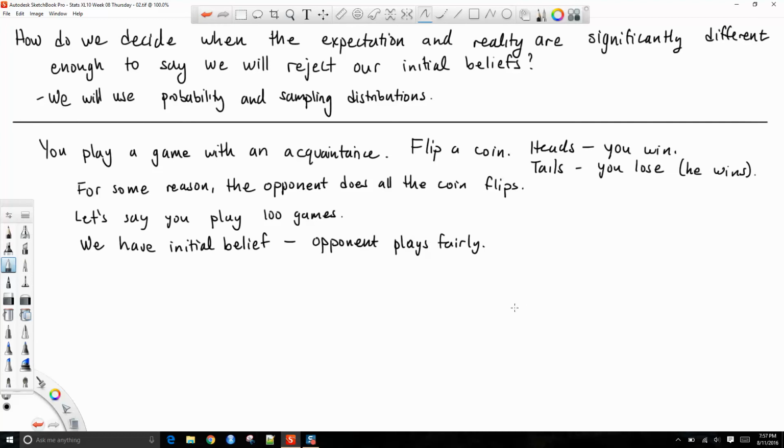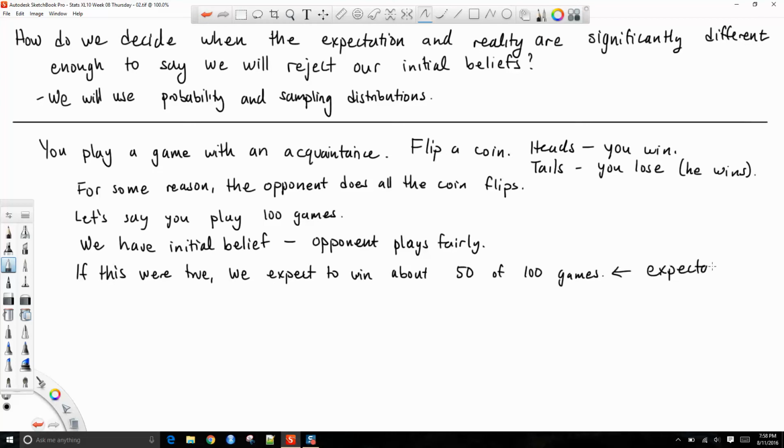If this belief were true, what would we expect as far as how many games we should win? We would expect to win 50 out of the 100 games, right? We expect to win about 50 of 100 games. And because it's random chance, sure, we might win more, we might win less. So this is our expectation: our proportion of winning should be 0.5.